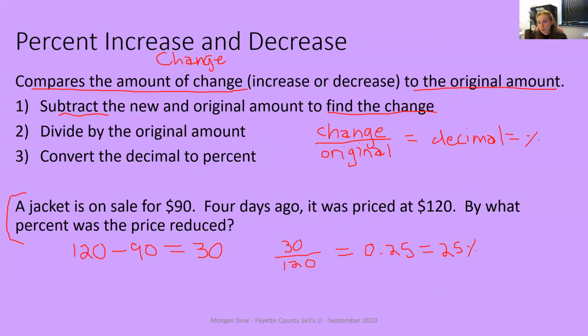You could also set this up as a proportion if you'd like. So you could say 30 over 120 equals some percent over 100. And then you would cross multiply and divide. You would get 25 as your final answer. Another way you could think of this is you might see that fraction 30 over 120, and you might see, oh, well, this will reduce. If I simplify this fraction all the way down, it will reduce to 1/4. And I know that 1/4 is 25%. So that's another way that you could arrive at your percent.